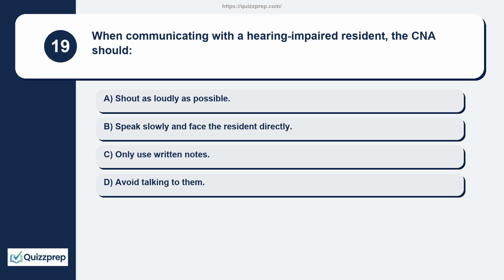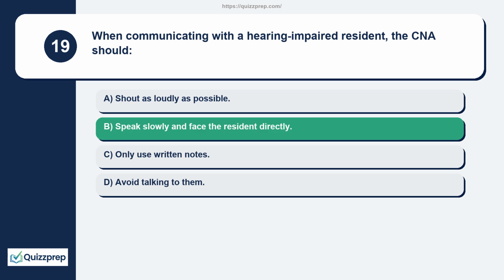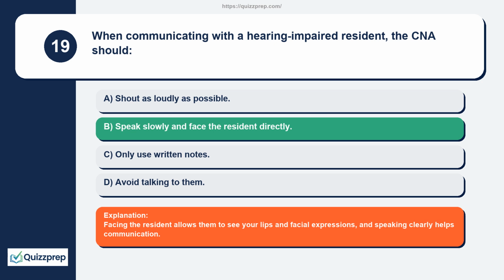Question 19. When communicating with a hearing-impaired resident, the CNA should shout as loudly as possible, speak slowly and face the resident directly, only use written notes, avoid talking to them. Facing the resident allows them to see your lips and facial expressions, and speaking clearly helps communication.